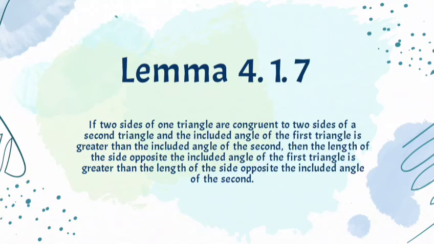Lemma 4.1.7. If two sides of one triangle are congruent to two sides of a second triangle and the included angle of the first triangle is greater than the included angle of the second, then the length of the side opposite the included angle of the first triangle is greater than the length of the side opposite the included angle of the second.